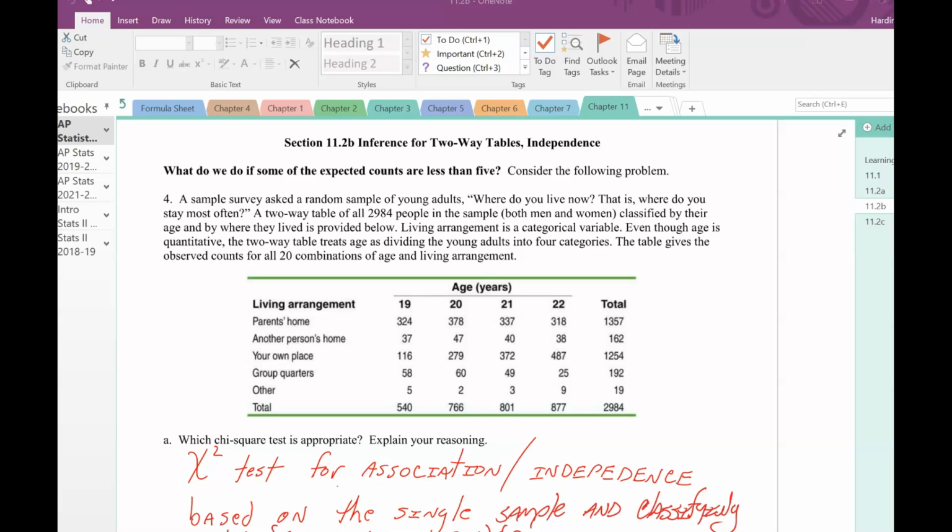So then the last comment on this test for independence is what to do, or what could be a possibility, if the large counts condition isn't met. Take a look at the example there. It has living arrangements and age. We've collected information on 2,984 people and collected those 2 pieces of information. So this is a test for association or independence because it's just one single population.